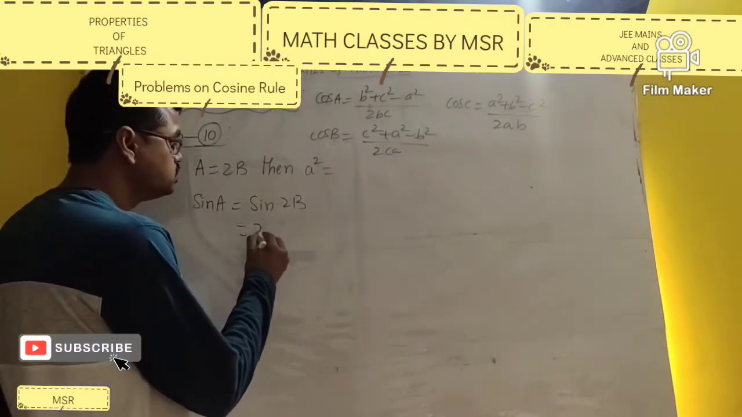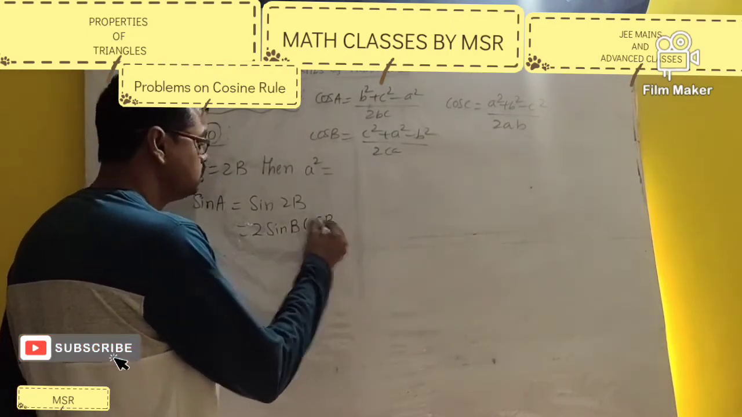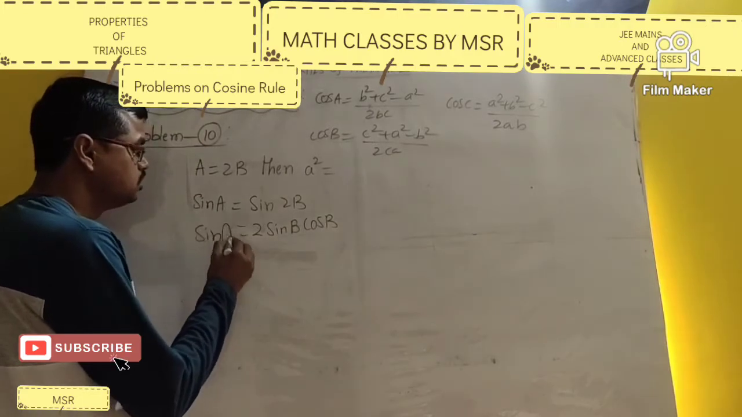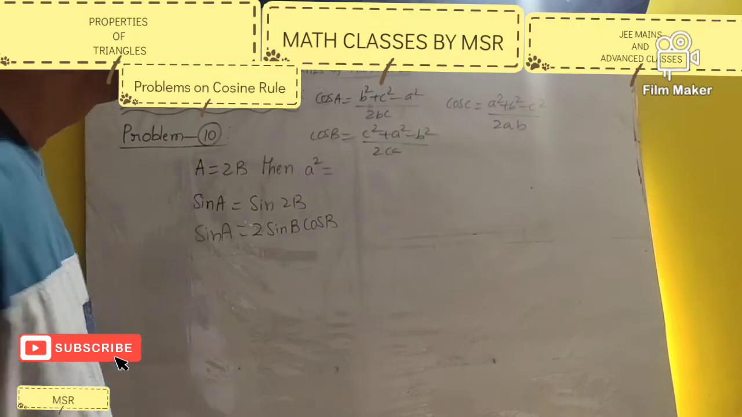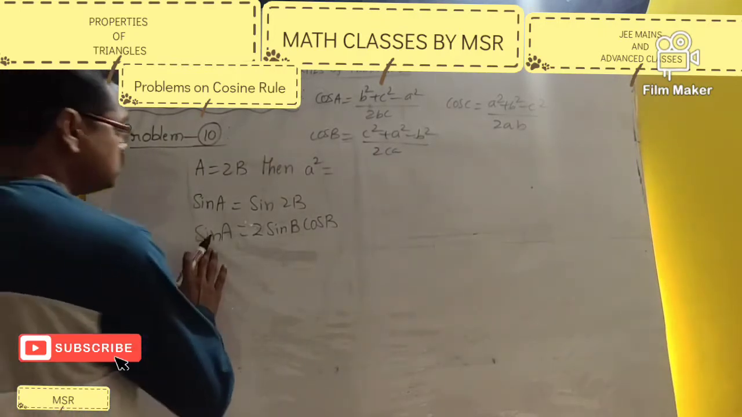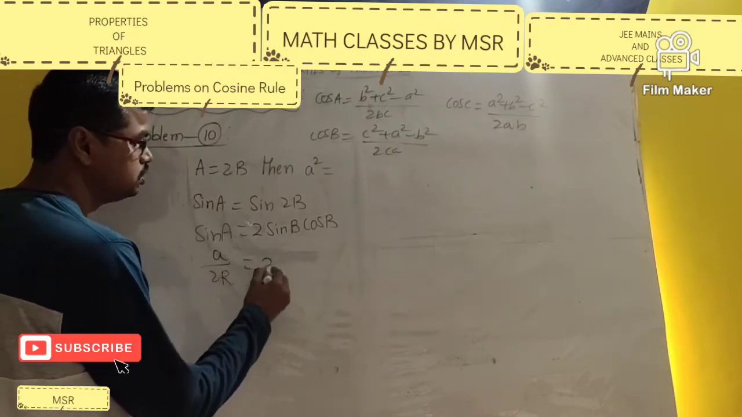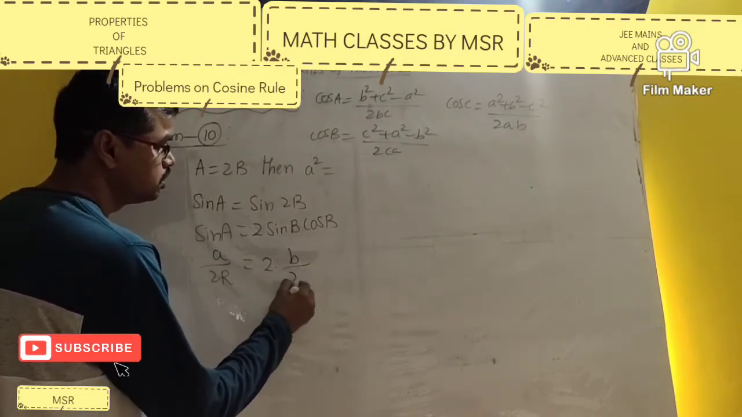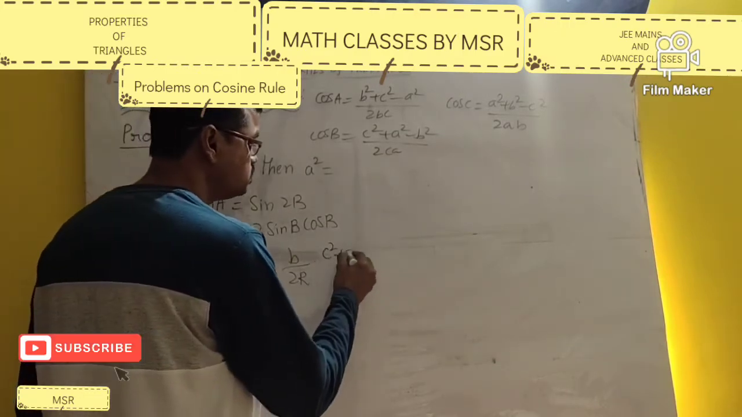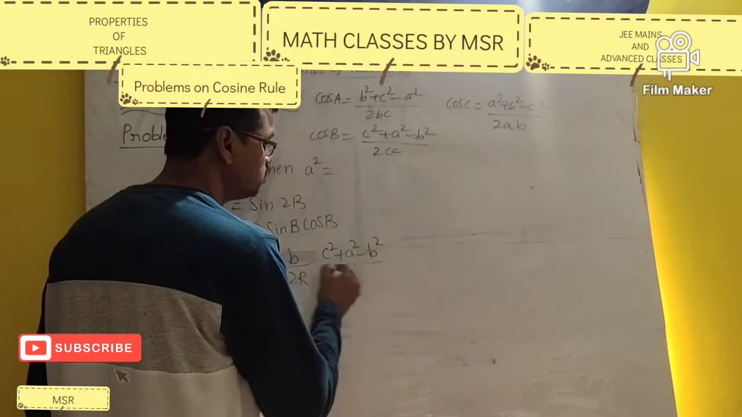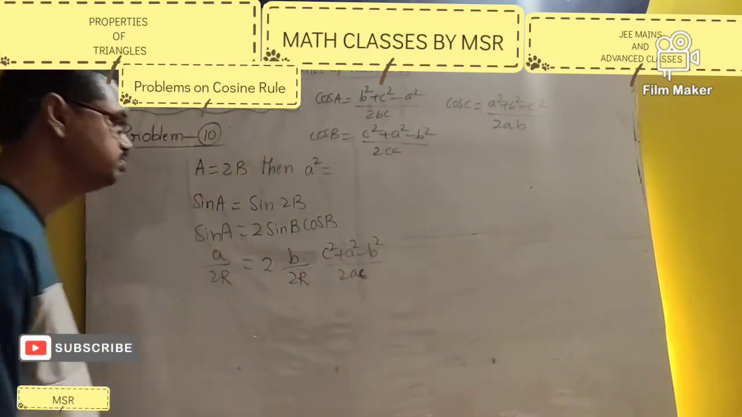Sine 2b can be written as 2 sine b cos b. Left hand side is sine a. Now we know the sine rule as well as the cos rule, so we can apply both in this problem. Sine a we can write as a by 2r. Sine b is b by 2r, and cos b is (c square plus a square minus b square) by 2ac.